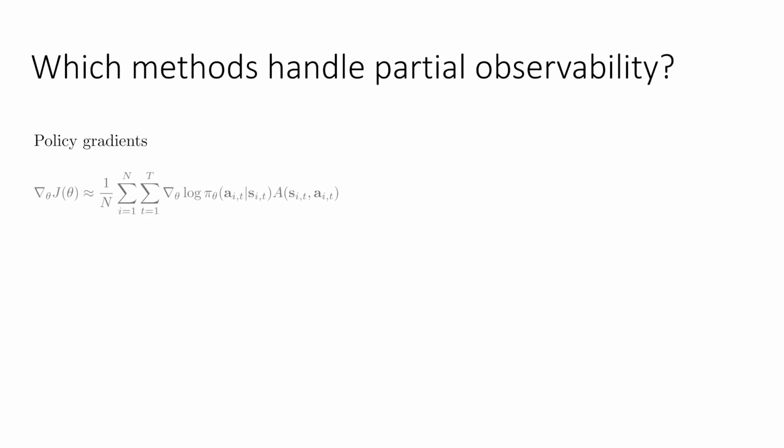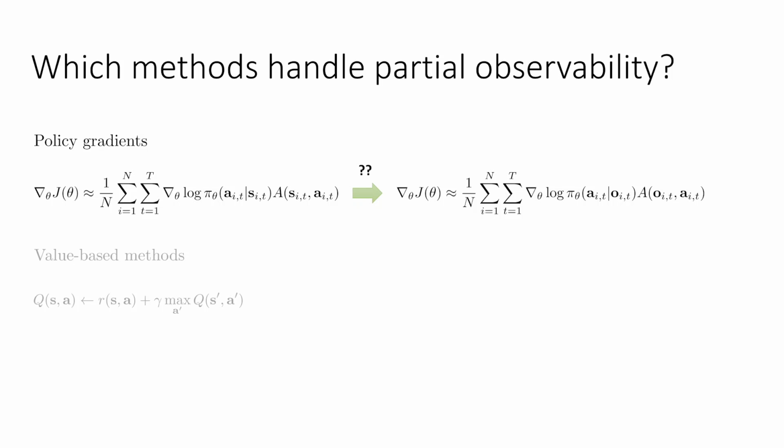Policy gradients, the first one that we discussed, which constructs an estimator of the policy gradient using some kind of advantage estimate, using this familiar grad log pi formula that we saw before. So could we, in policy gradient, simply replace the state with the observation, just feed in the observation to the policy, and just use exactly the same gradient estimator? That's a good question. Value-based methods. Could we simply take, let's say, the Q-learning equation and simply replace S with O? Is that a valid thing to do?